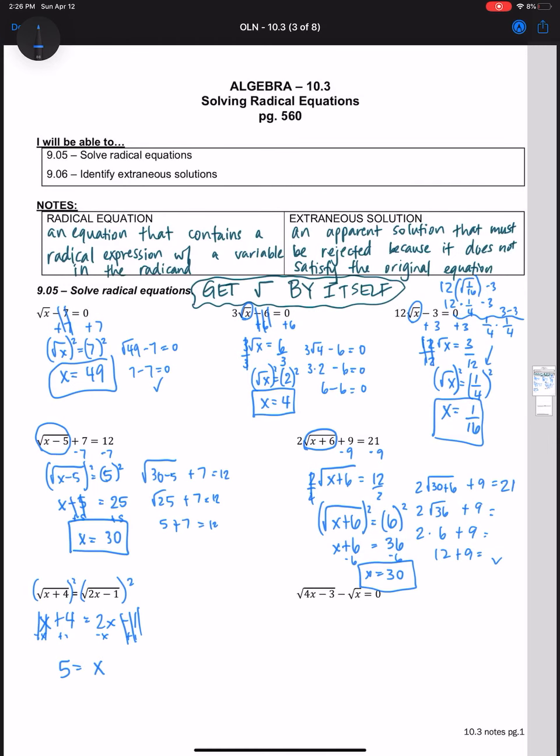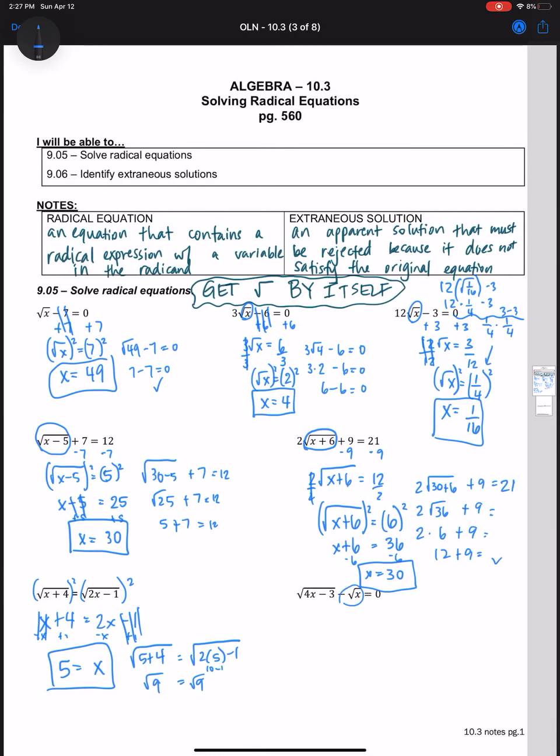And let's check our answer real quick. The square root of 5 plus 4 equals the square root of 2 times 5 minus 1. So this is the square root of 9 equals the square root of 10 minus 1, which is the square root of 9. That works out.